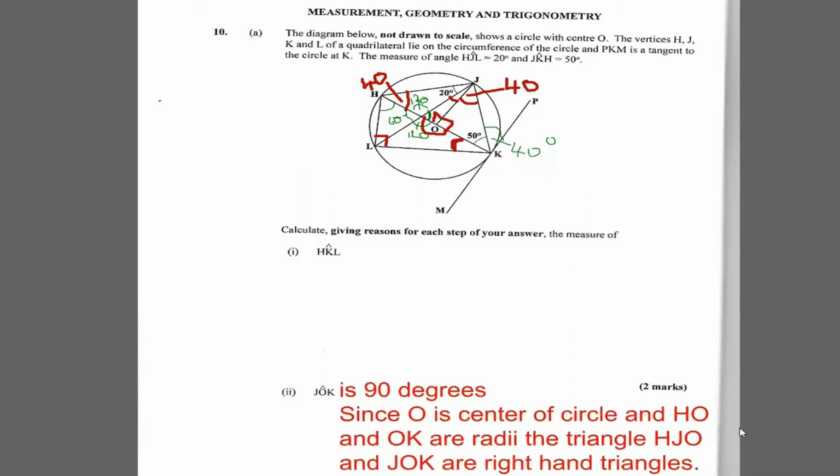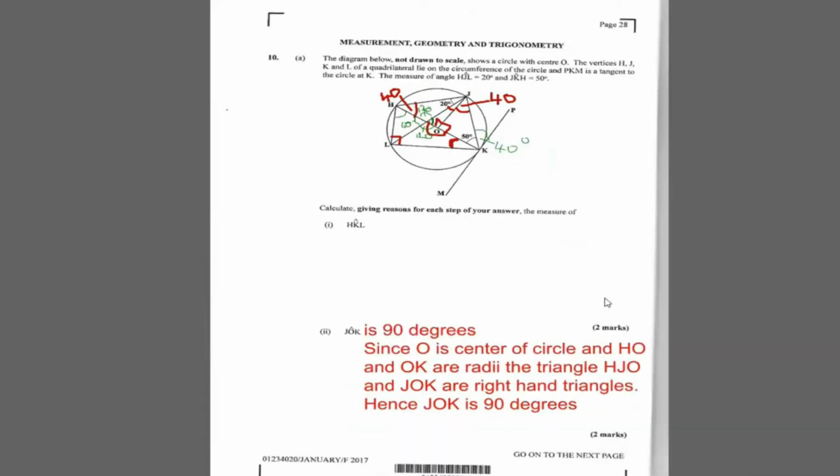Easy question. So JOK is 90 degrees. Now, since this triangle is similar to this triangle, triangles HJO and JOK are similar. So good right there. Now look at this. Triangle HJ to this point, I don't know what it is, is clearly similar to L. So what am I saying?